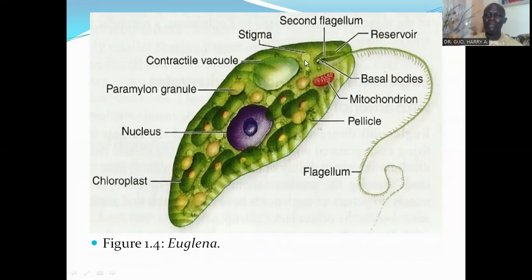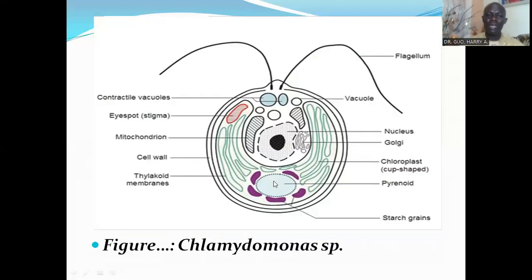All right, the animal-like features: it has the stigma, also called the eye spot, for sight. It detects light, and they have two flagella for locomotion, and they do not possess cell walls. So they are, in this regard, known to be animal-like. And then they also have plant-like features in that they have chloroplasts for photosynthesis and large contractile vacuoles. The same thing is applicable to Chlamydomonas, which has chloroplasts and also possesses an eye spot, stigma, and flagella for locomotion.